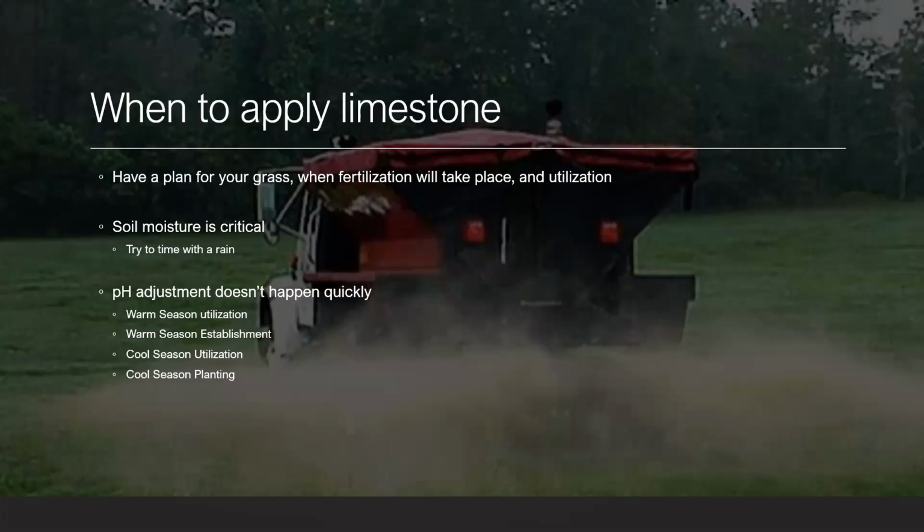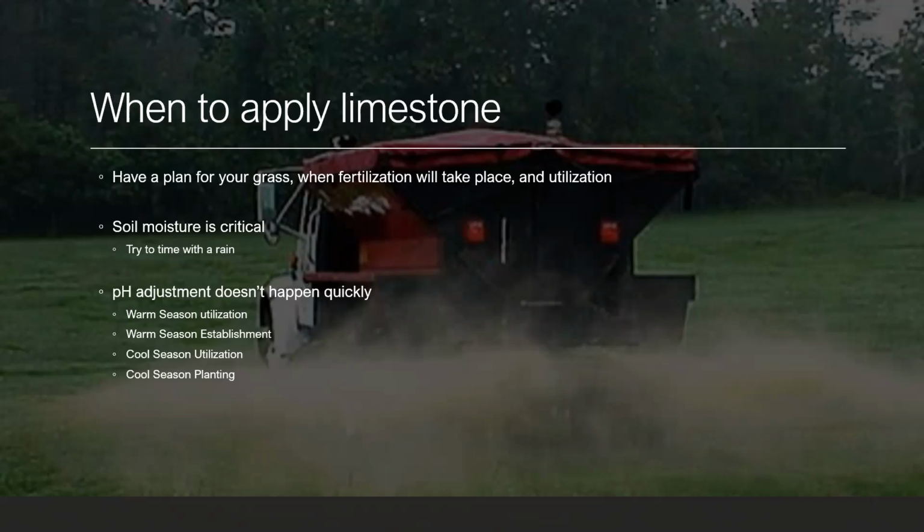And if at any point in time you have questions, again, very informal here, we'll be happy to take those, but we'll also have time at the end to answer questions as well. When to apply limestone, have a plan for your grass, when the fertilization will take place, and when you're going to utilize that grass. We're right in the time frame right now of thinking about warm season perennials, even though we're utilizing cool season annual grasses right now. That's growing out there, and as many of you have probably noticed, Bermuda grass is greening up, starting to grow a little bit, actually. We'll talk about our soil temperature here in a little bit.